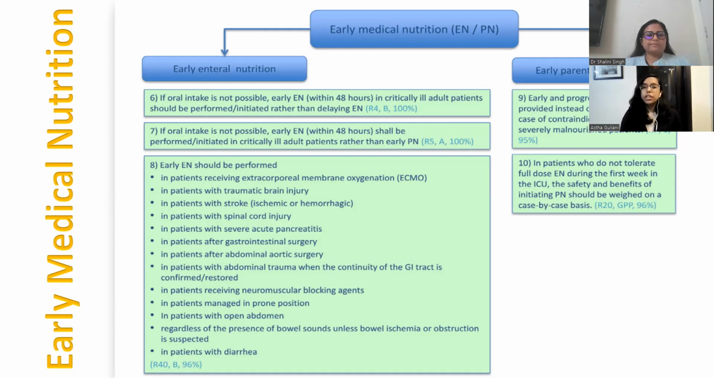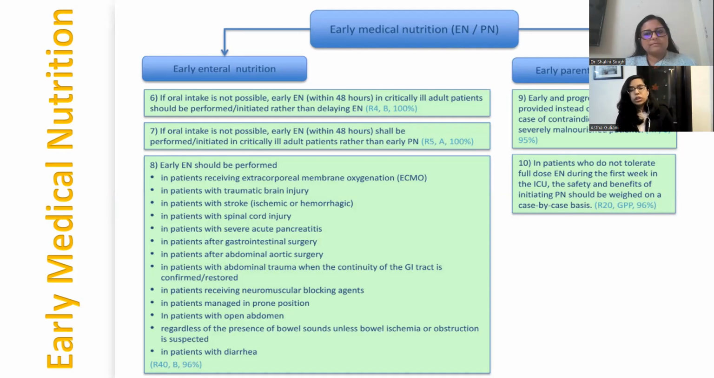So in what conditions should early enteral nutrition be performed? It is given if the patient is on ECMO, if the patient has traumatic brain injury, if the patient has ischemic or hemorrhagic stroke, any kind of spinal cord injury, if the patient has severe acute pancreatitis, has undergone abdominal surgery or abdominal aortic surgery, if the patient has an open abdomen, and in patients with diarrhea.